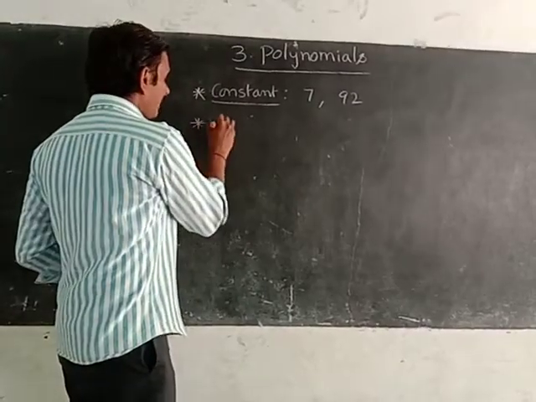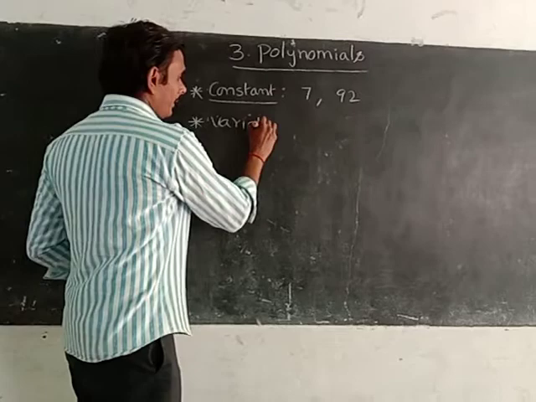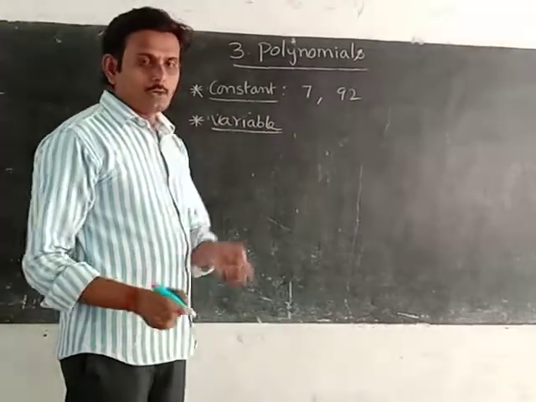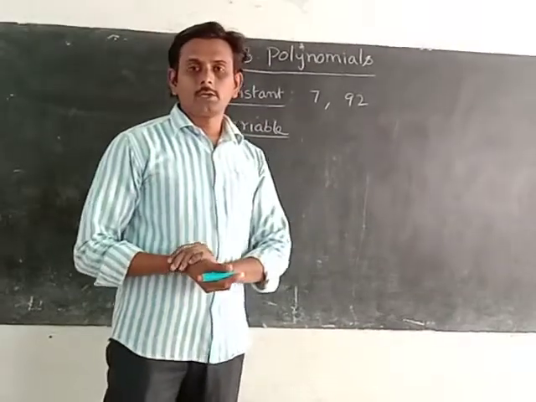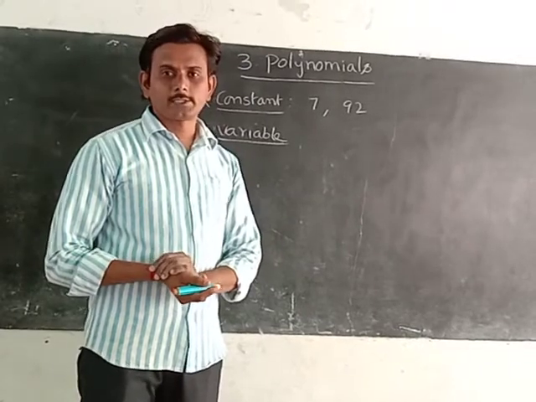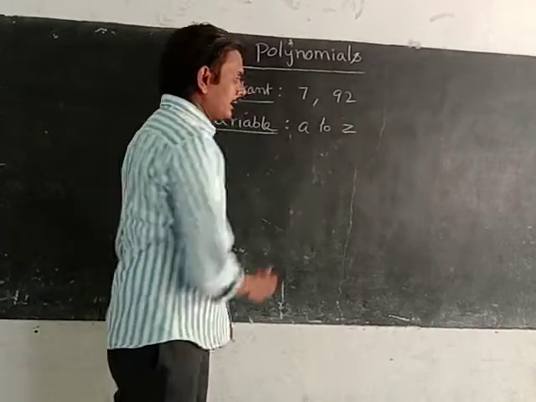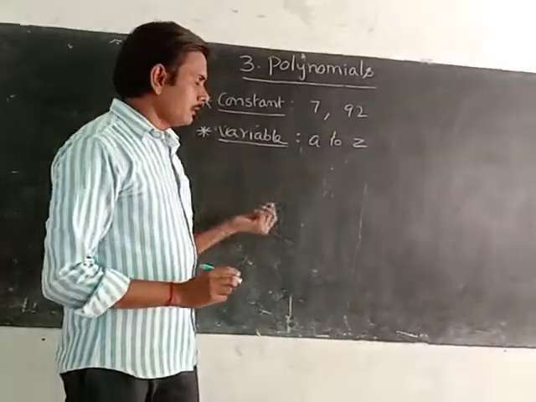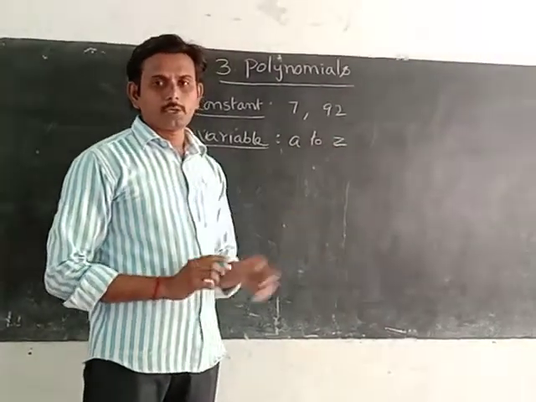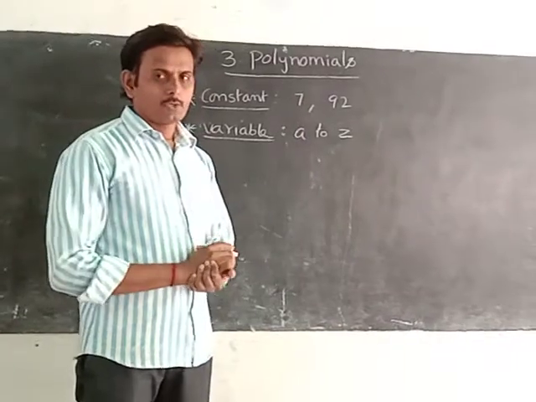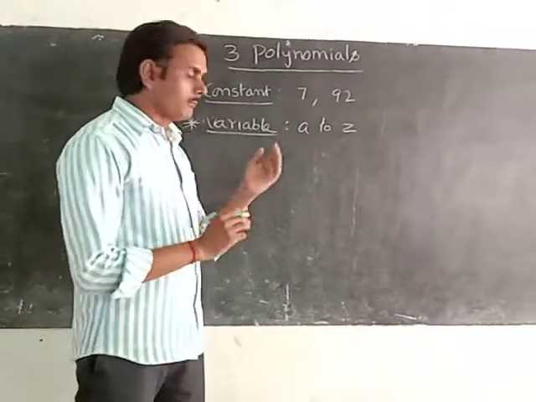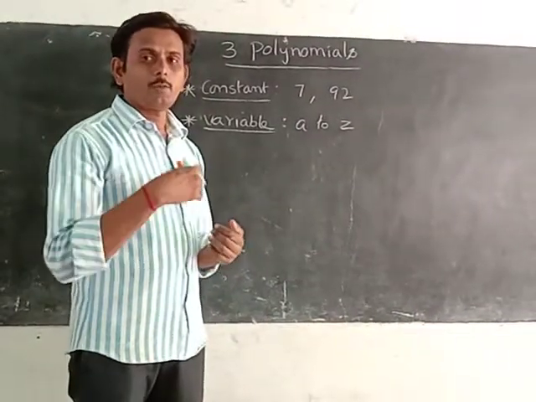Next one is the variable. What is the variable? We know the English alphabetical letters, small case letters, a to z. Any one letter from a to z we can consider as a variable. What is a variable? A symbol which can hold any numerical value.